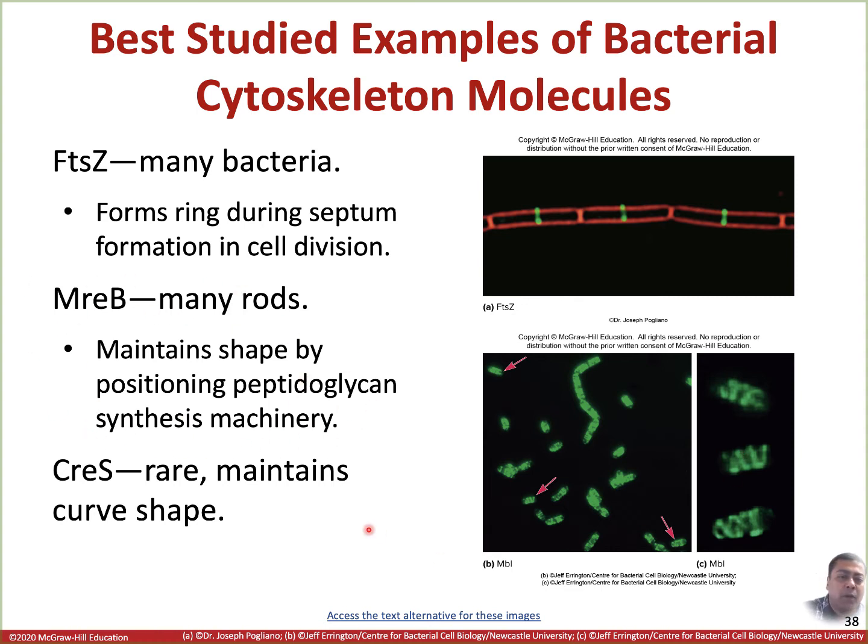On the other hand, what you will see is the CreS, or sometimes called crescentin. This CreS is actually rare, and this maintains the curved shape. And this CreS is actually very close to the intermediate filaments. And the intermediate filaments actually form some specific proteins which are called lamin or keratin, very common in the eukaryotes.